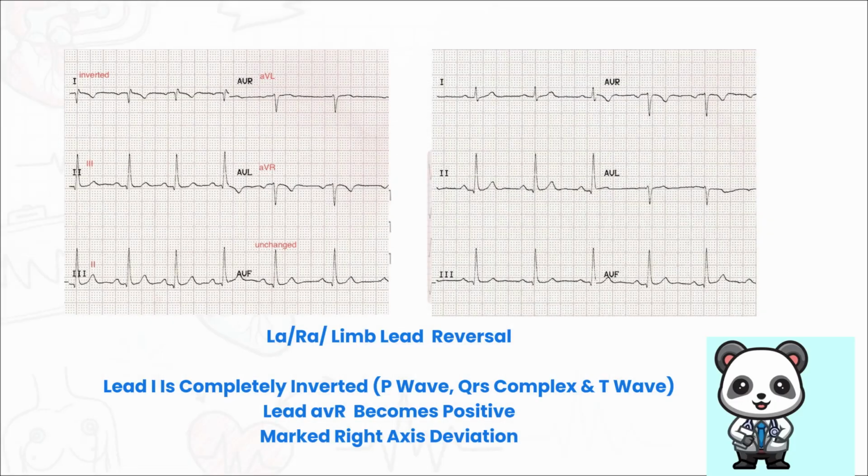Now, this side-by-side comparison is absolutely vital. Why? Because the single most common cause of a dominant R in AVR is actually just incorrect limb lead placement. If a tech accidentally swaps the left arm and right arm electrodes, it produces a pattern shockingly similar to dextrocardia in those limb leads. Both scenarios are going to give you that weird dominant R wave in AVR that usually has no business being there.